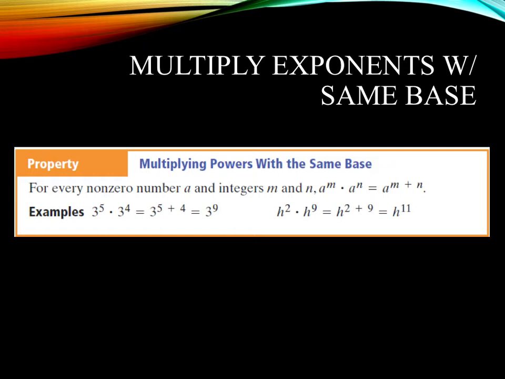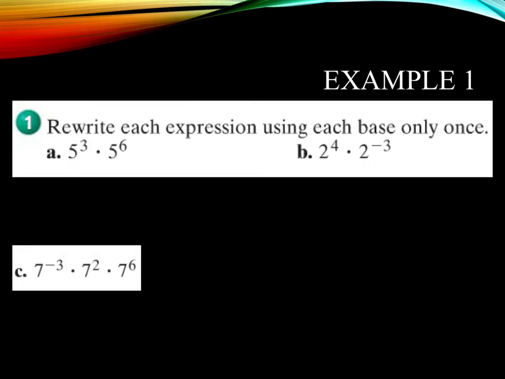Now let's go ahead and look at a few examples and work them out ourselves. So for example 1, part A, we're going to rewrite our expression using each base only once. So again, for part A, I have 5 to the 3rd times 5 to the 6th. So my base is going to be 5, and I'm going to add my exponents, which is 3 plus 6. So I end up with 5 to the 9th power.